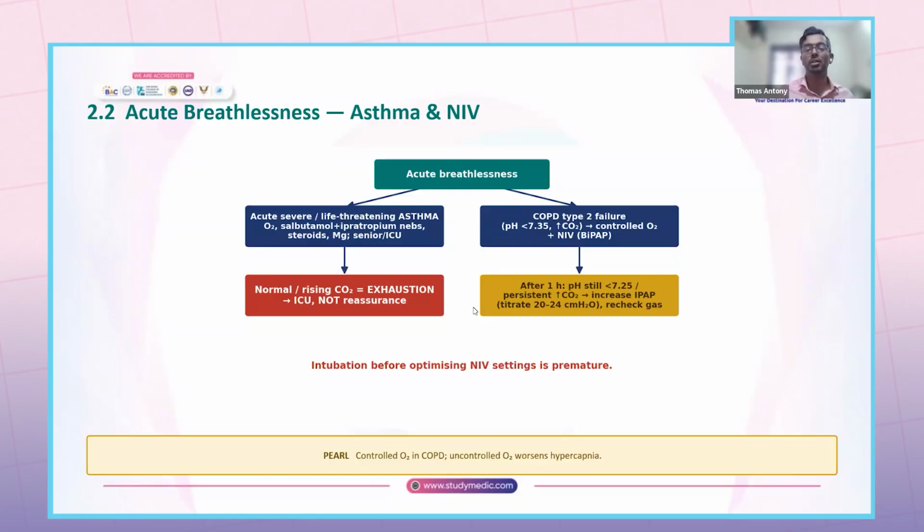Next step is intubation. There's no bridging with NIV here. There's no time to waste with NIV, and the look-and-observe approach is only for COPD. Controlled oxygenation doesn't matter here in asthma.